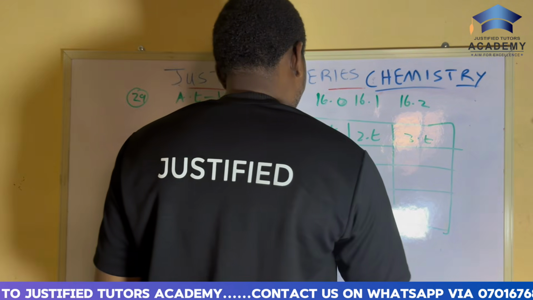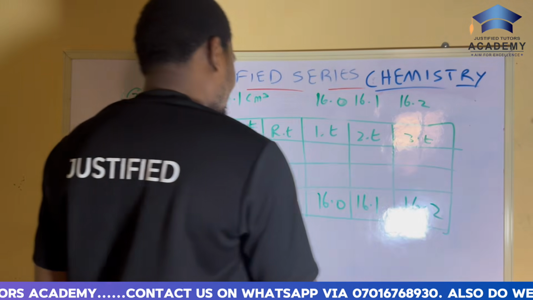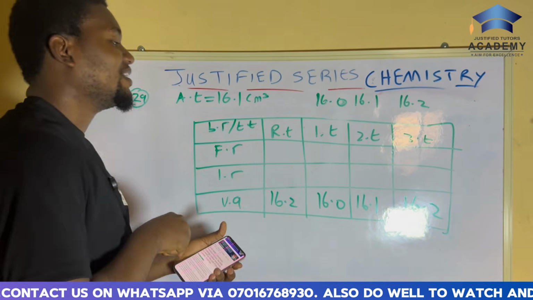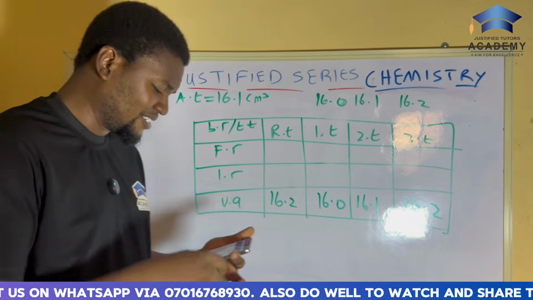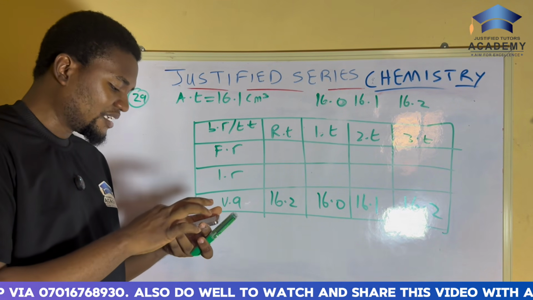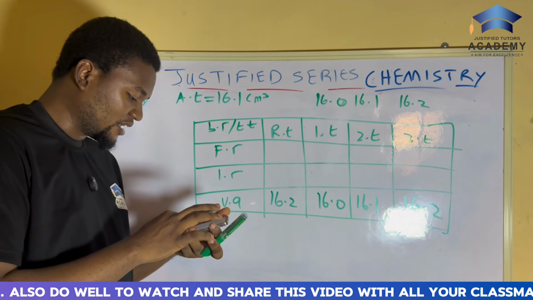So it will be 16.0, 16.1, 16.2. Like I said, just the same thing here, 16.2 as well. So that's how you do it. Then you can do the rest. It's not hard at all.